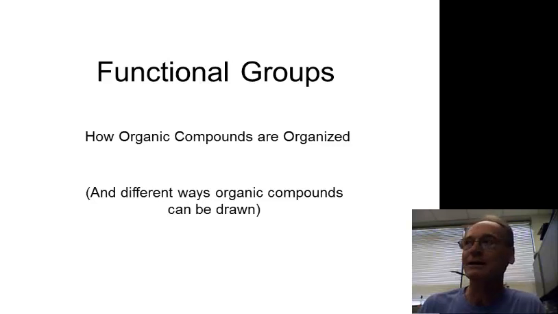This is a very important idea for organic chemistry because there are literally millions of known organic compounds, and organic chemists have to organize them somehow. And so we organize them into what are called families, and each family has a separate functional group. So that's what we're going to be talking about. At the same time, we're going to be talking about ways organic compounds can be drawn. There are several different formats that organic chemists use for drawing the structures of compounds.